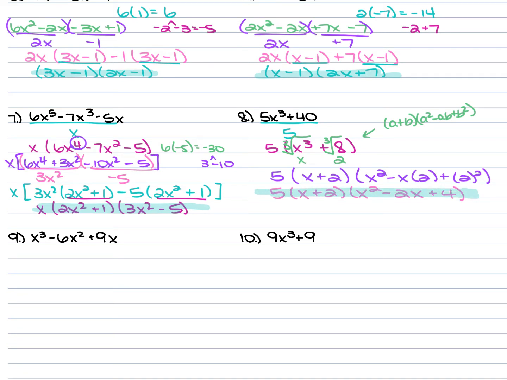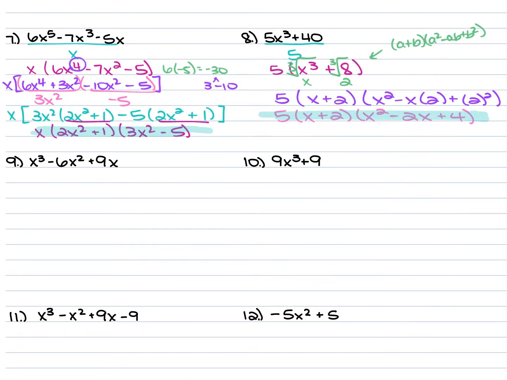For number 9, you have x cubed minus 6x squared plus 9x. Your greatest common factor from these 3 terms is x. So you're going to factor out that x, and you're going to have x times x squared minus 6x plus 9. Your factors of 9 that add up to be negative 6 are negative 3 and negative 3. So this factors to be x times x minus 3 times x minus 3. You can write it like this, or you can write it as x times x minus 3 to the 2nd power. It's up to you. So I would take literally both of these.